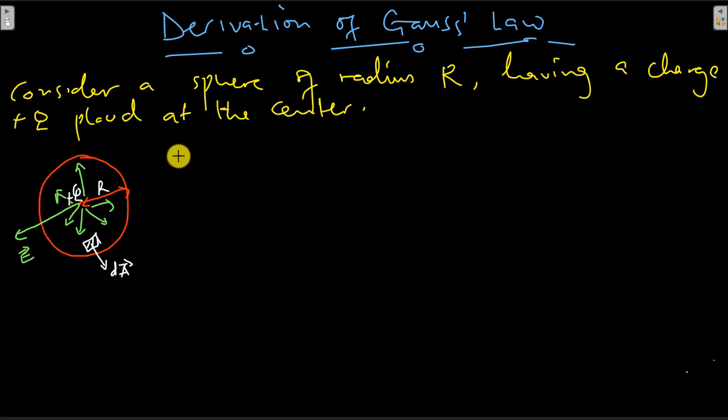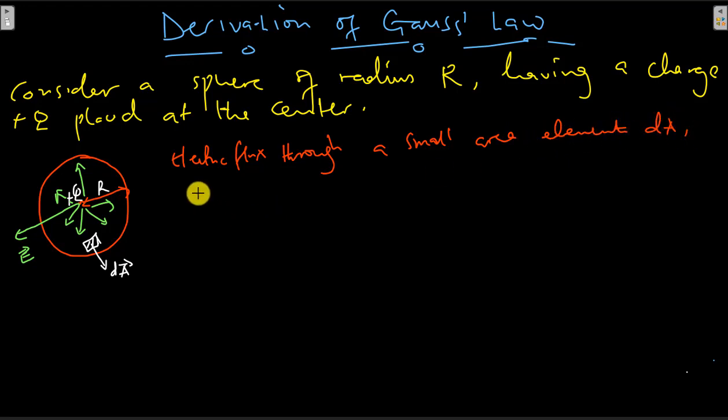Okay, there we go. So we know that the electric flux through a small area element dA, if we call that electric flux d phi, is going to be given by E dot dA, which of course is the same as the magnitude of the electric field times dA times cos theta, if theta is the angle between the electric field and the vector of the area element dA.